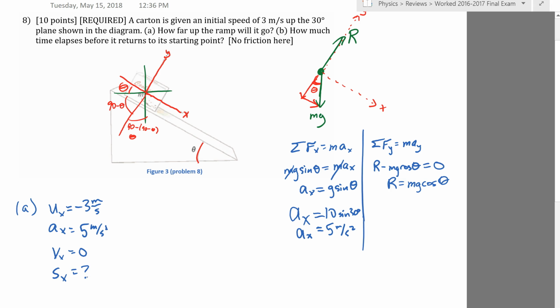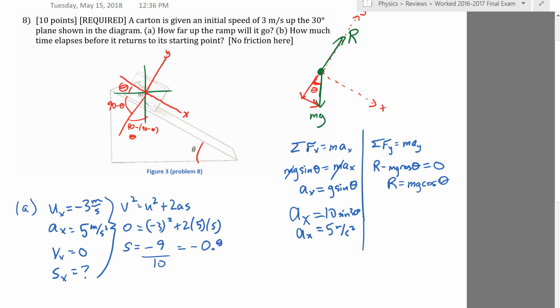So with these variables that we know and the one we're looking for, it makes me think we should use v squared equals u squared plus 2as. So 0 equals negative 3 squared plus 2 times 5 times s, and then solve for s. So the displacement will end up being, negative 3 squared is 9, but to move it to the other side, you subtract, so negative 9 divided by 10 equals negative 0.9 meters.